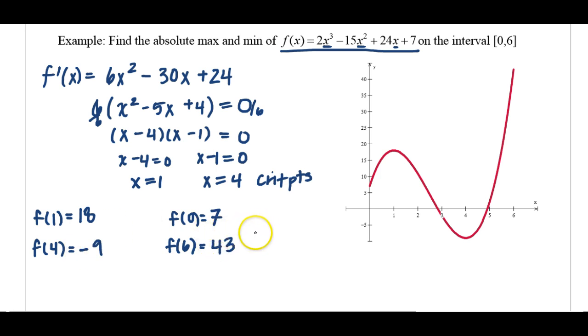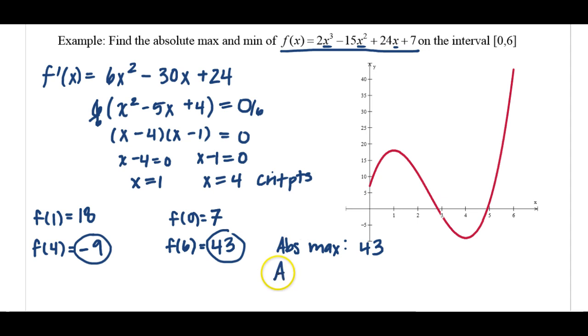Now we need to summarize our results. 43 is clearly the biggest number that came out, so 43 is the absolute max, and -9 is the smallest number, so that's the absolute min. The absolute max is just the y value, 43, and the absolute min is just the y value, -9. And that's it for the first example.